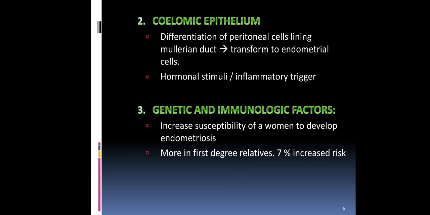The second commonest theory involves the coelomic epithelium: the differentiation of peritoneal cells lining the Mullerian ducts, with transformation to endometrial cells. Wherever they are present, they would have a hormonal stimulus, inflammatory trigger and reaction, and formation of fibrosis, which will result in pain and infertility. The third commonest cause is genetic and immunological factors. There is increased susceptibility of women to develop endometriosis in first degree relatives, with a 7 to 10-fold increased risk in patients who have endometriosis in their parents or first degree relatives.